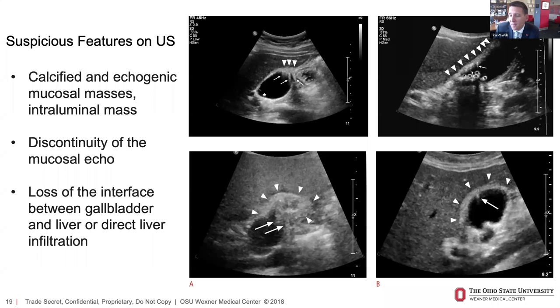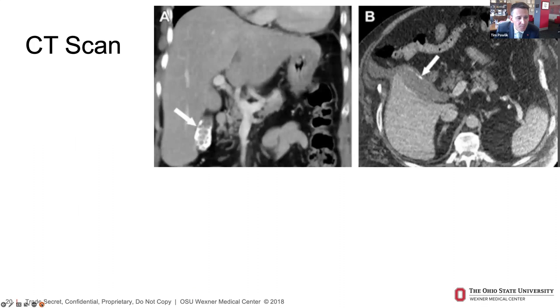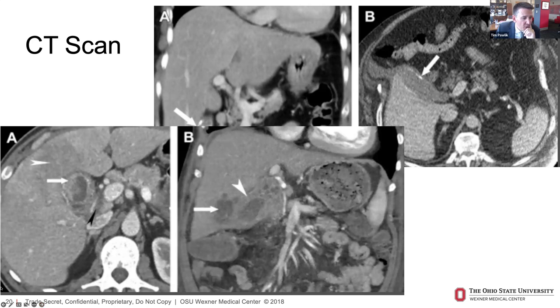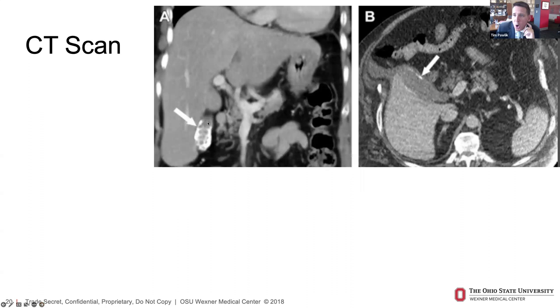And then down in the lower left-hand panel, you can actually see a mass with direct infiltration into the liver that is highly suggestive of a gallbladder cancer. On CT scan, you can see several things. As noted here, you can see a thickening of the gallbladder wall, with a gallbladder that is completely filled with stones. In this upper right-hand panel, you can see calcification of the gallbladder wall.